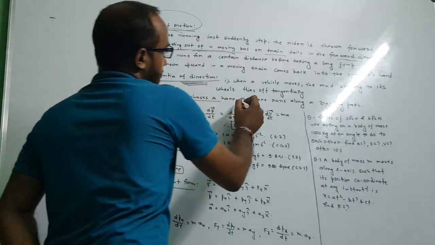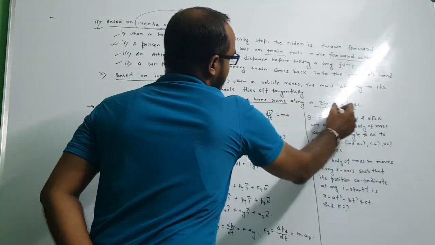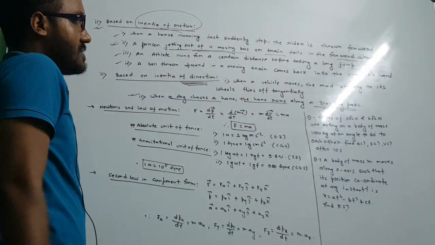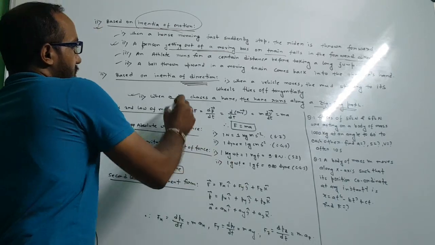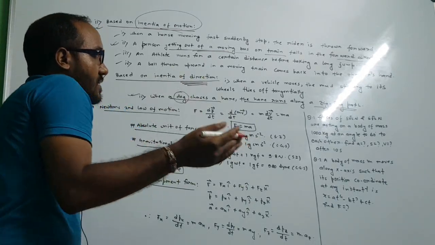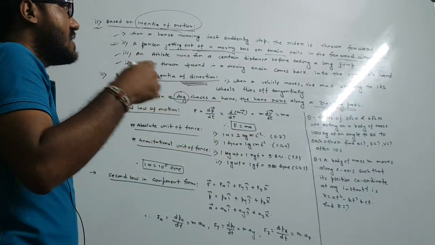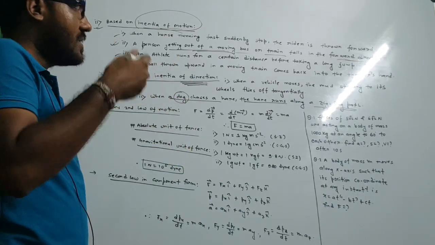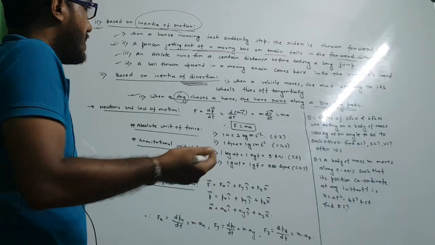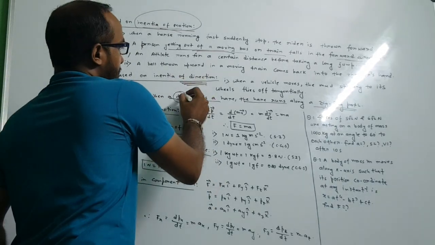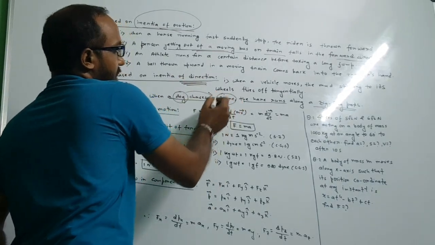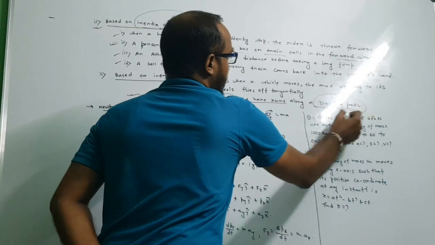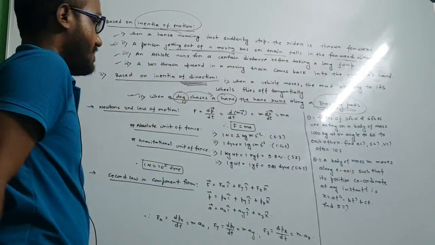When a dog chases a hare, the hare runs along a zigzag path. Why does it run along a zigzag path? Because the dog has bigger mass. If the dog has bigger mass, then it should have bigger inertia of direction. That's why the dog finds it difficult to catch the hare, and that's why the hare moves along a zigzag path.